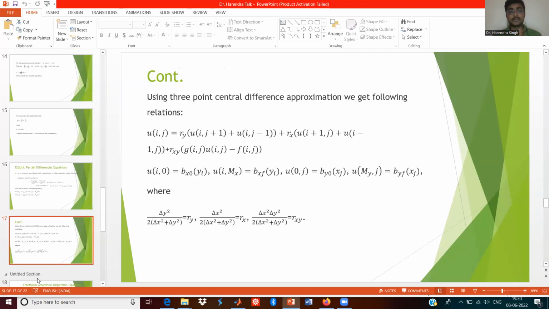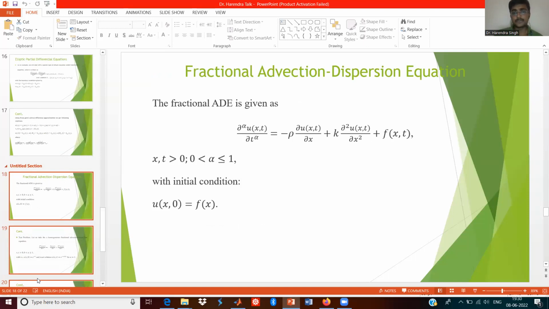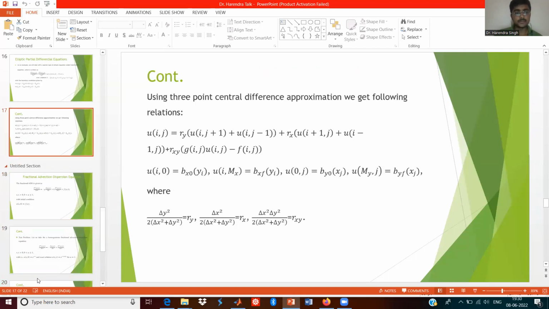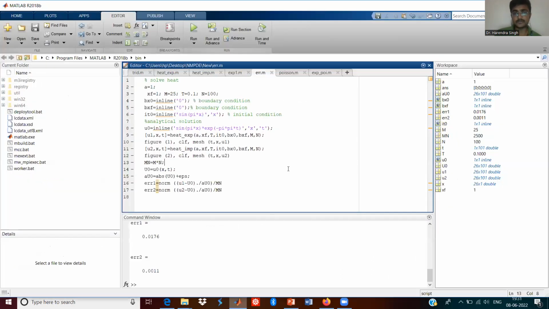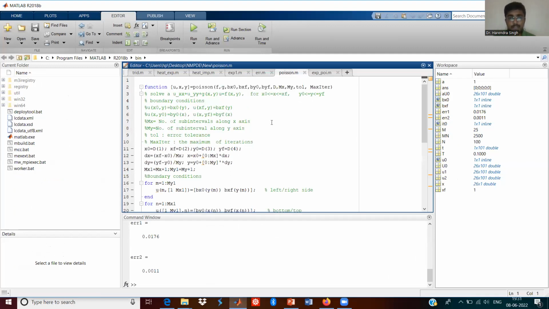For the elliptic partial differential equation, I again applied the same approach: we replaced both second order derivatives, del u upon del x square and del u upon del y square, with central difference approximations. So if I solve this using a numerical scheme, I have constructed the numerical scheme for this Poisson equation, where the function u(x,y) equals f for this one.